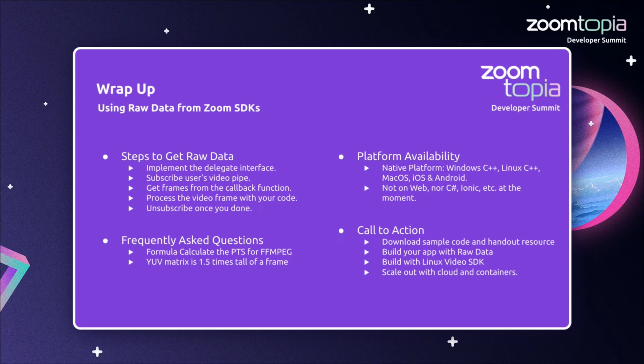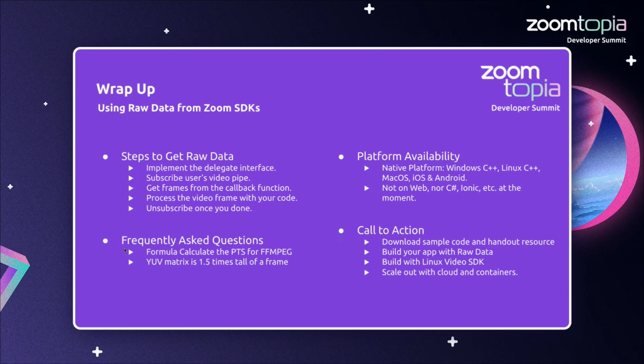So let's wrap up what we have learned today. Using raw data from the Zoom SDK, there are a few steps you have to take note of. First, implement the dedicated interface, then subscribe to the user's video pipeline. If you have multiple users, you have to subscribe multiple times in case you want all the video from each user. Then you can get a frame from the callback function. Once you get a frame, you can process the video frame with your own code. Once you're done, don't forget to unsubscribe from the user's video pipeline.